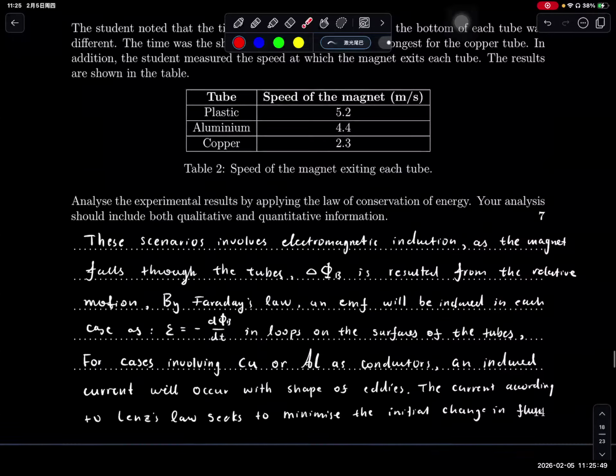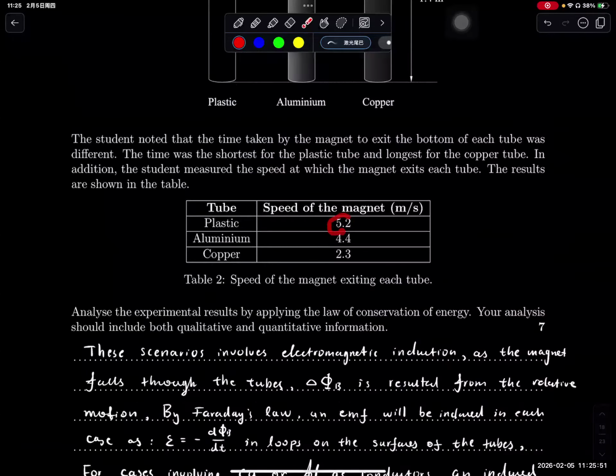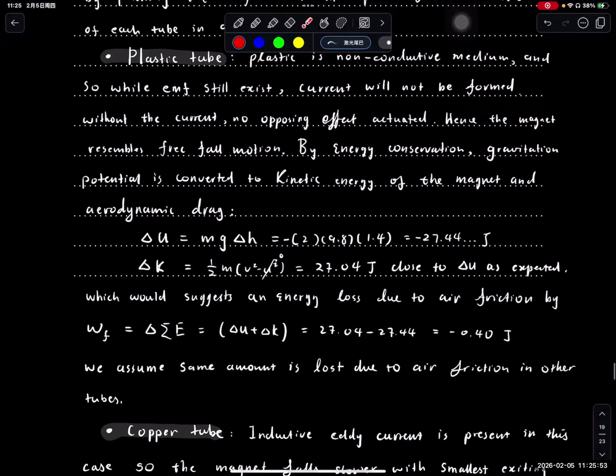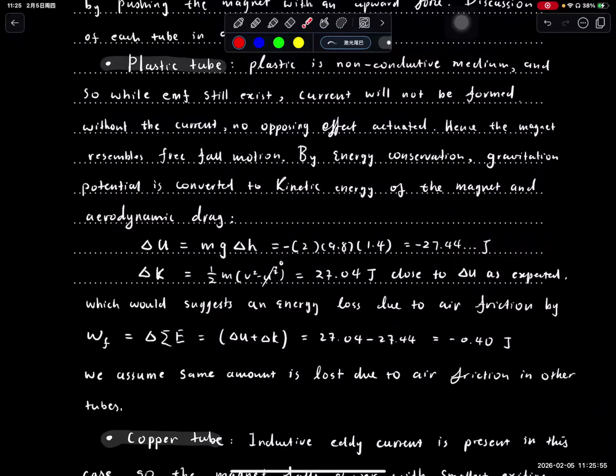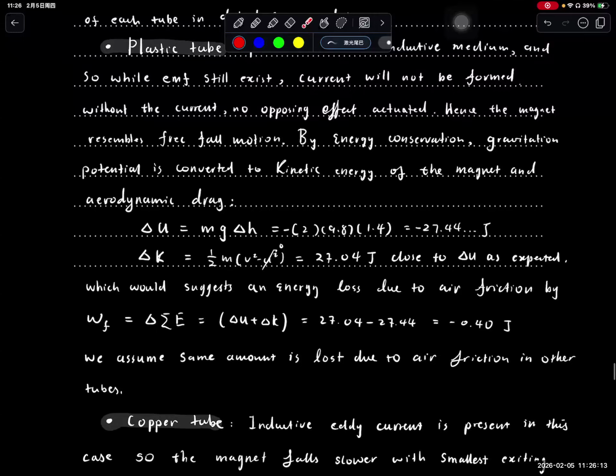And then we should use the value for plastic tube. We can calculate the kinetic energy, right? Ideally, all of the potential should just convert to kinetic energy without anything lost, okay? But if we calculate the kinetic, we get 27.04, which is not exactly that, right? It's close to delta U because it's directly going to the kinetic energy, nothing else is given, okay? But this difference suggests an energy loss due to air friction.